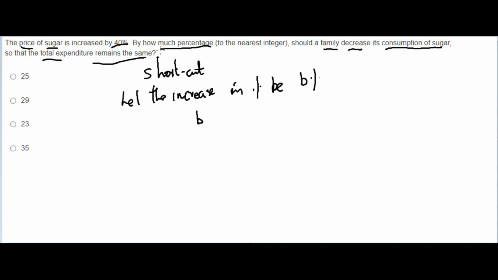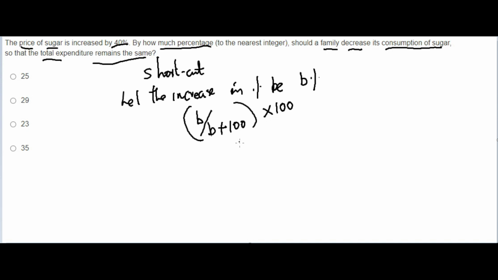Then, by what percentage should a family decrease its consumption? It's going to be a decrease in consumption, because the price is increased by a percentage, right? So you have to take plus 100, and finally you have to make it a total of 100%. That's the only simple trick I want to say.